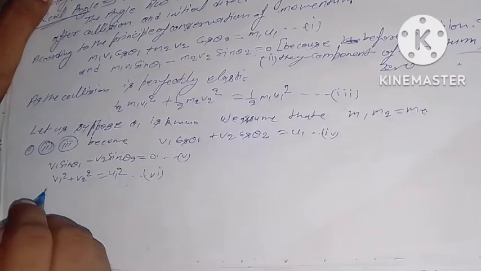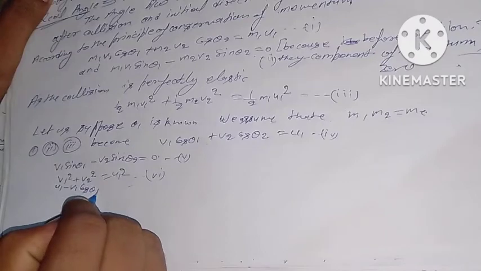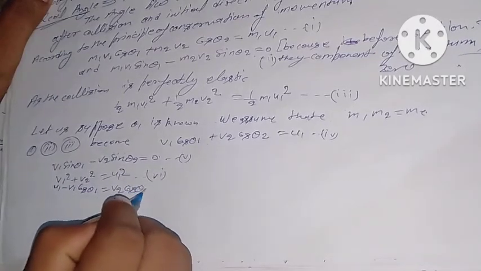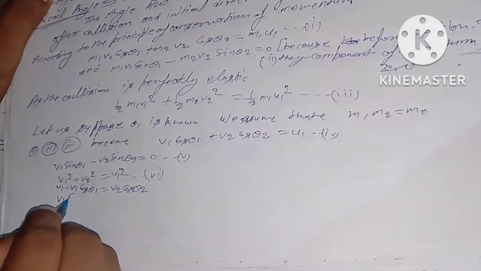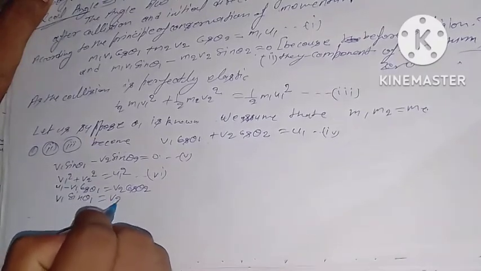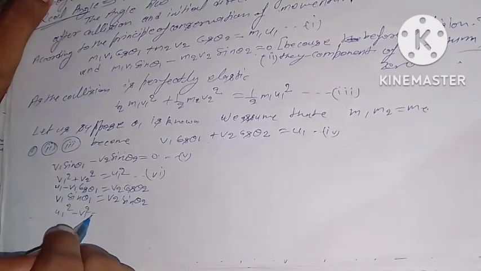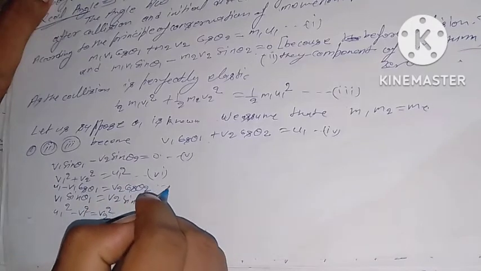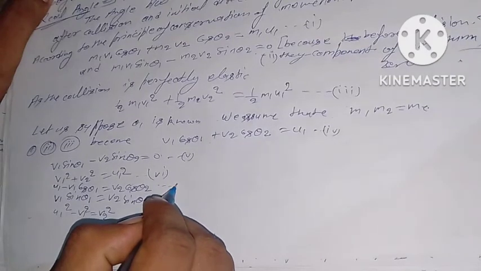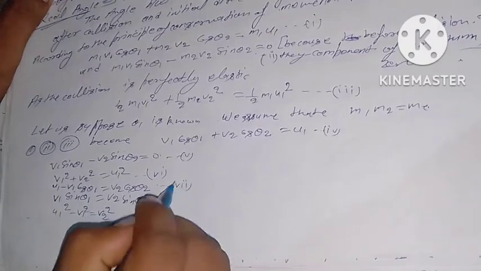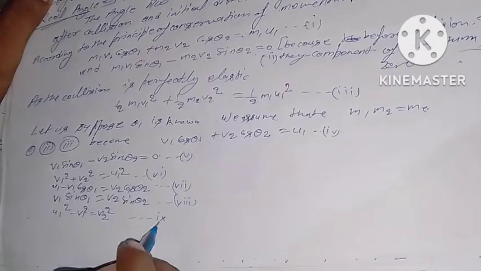Rearranging, we get u1 minus b1 cos theta 1 equals b2 cos theta 2, and b1 sin theta 1 equals b2 sin theta 2, and u1 square minus b1 square equals b2 square. This is equation number 7, this is equation number 8, and this is equation number 9.